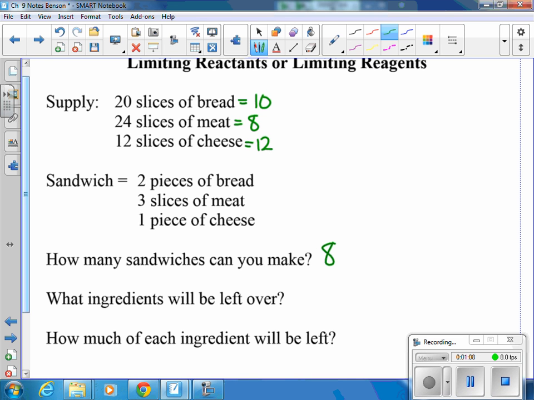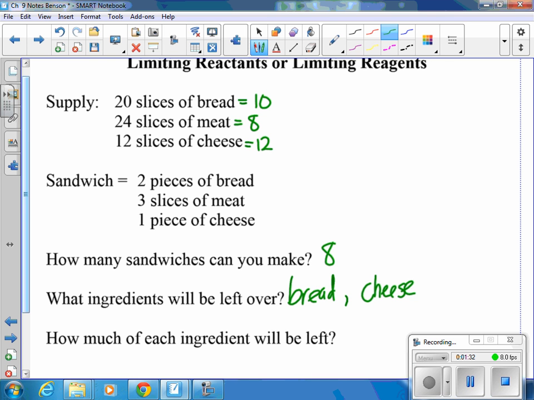And what ingredients are going to be left over? Well, I'm going to use all the meat, so I'm going to have some bread left over, and I'm going to have some cheese left over. So how much of each ingredient will be left over? Well, if I take the 10 and subtract the 8, that would be 2, but in each sandwich I have 2 pieces of bread. So essentially I'm going to have 4 pieces of bread left over.